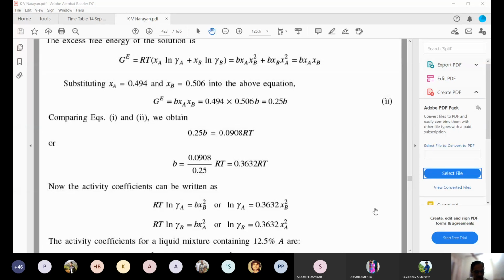P1s is known, x1 is known, gamma 1 is known, right? So find out the partial pressure of component 1 and component 2, and when we add that by Dalton's law, it will give us total pressure. Is this understood? Sir, please repeat. See, Raoult's law is nothing but yi into P is equal to xi gamma i Pis, right?